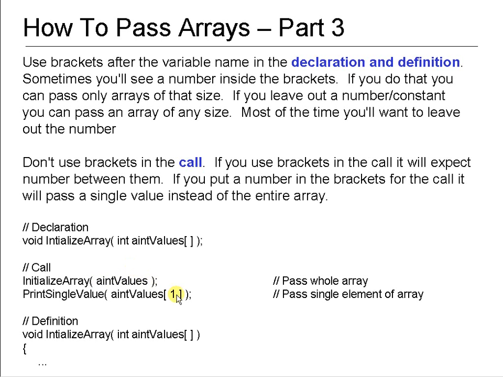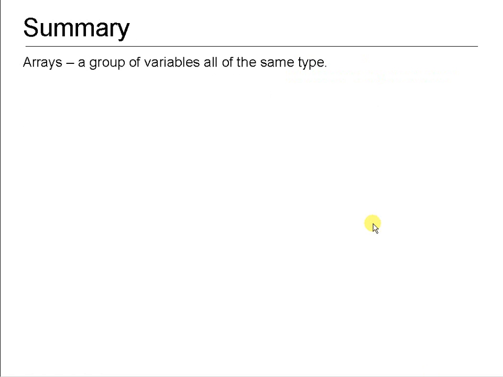Now if I want to pass in just a single value, in the call, remember these are both calls, I would put the array name and then a number. That will pass a single element from the array into something like print single value. So to recap, use brackets in the definition and the declaration. Don't use brackets in the call. That's pretty much it for arrays at this point. So an array is a group of variables all of the same data type, and I bet you can't wait to get started on a homework to apply your newly learned knowledge. And that is the end of this video.